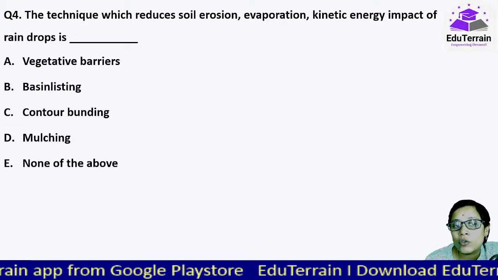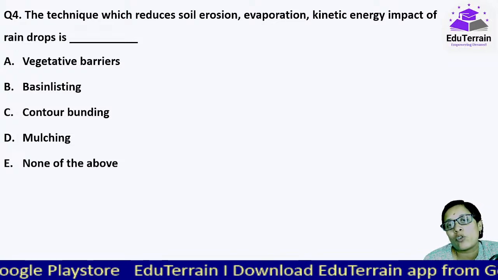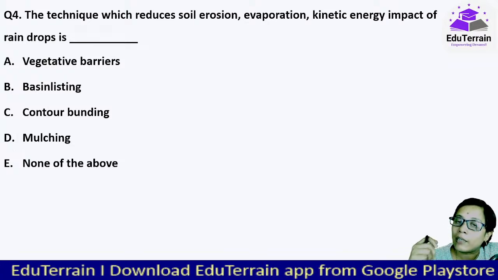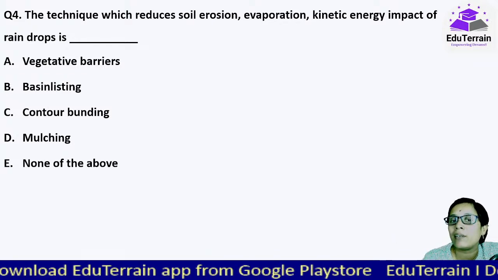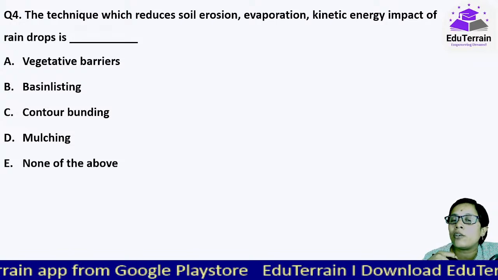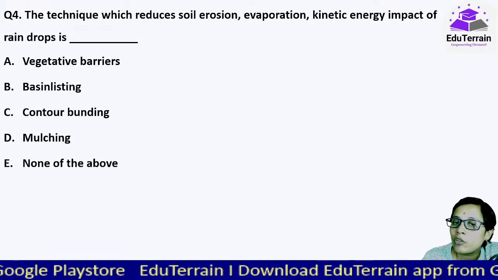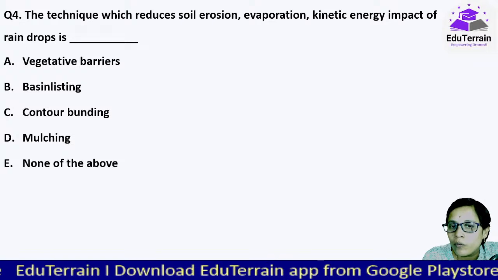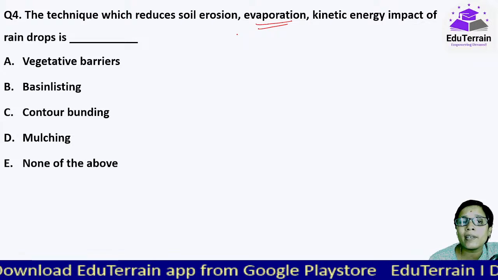The technique which reduces soil erosion, evaporation, and the kinetic energy impact of raindrops. Just now we have seen that splash erosion is because of the impact of the raindrops. That also can be reduced. How can that be reduced? By putting some sort of barriers there. Here we are saying it is one such technique that reduces soil erosion because of reduction of the impact, that is the splash erosion. Once we have eliminated splash erosion, then the question of sheet erosion and all that doesn't arise, right? Plus evaporation as well. What is the technique called?